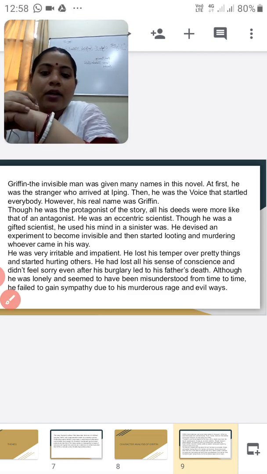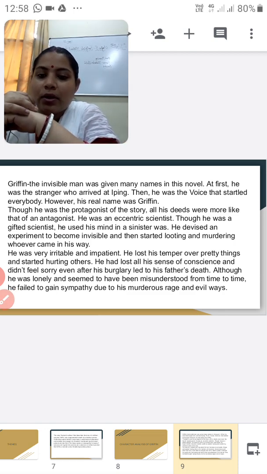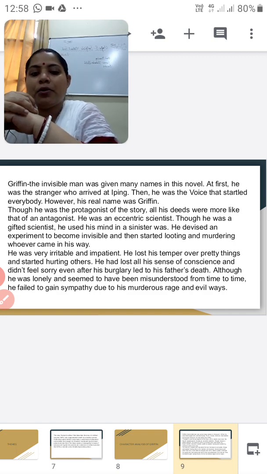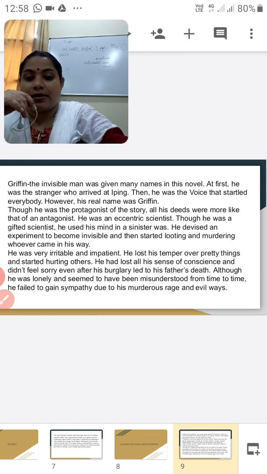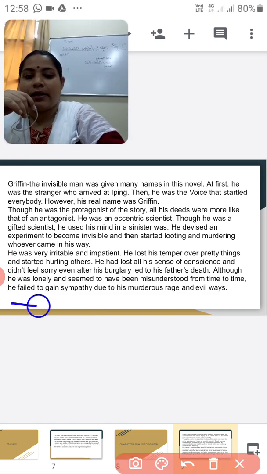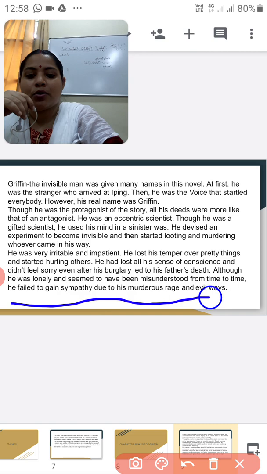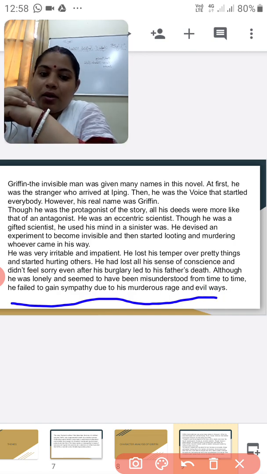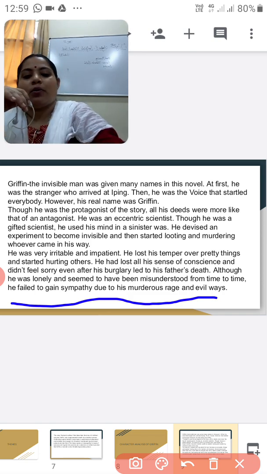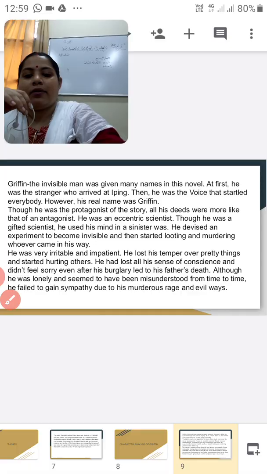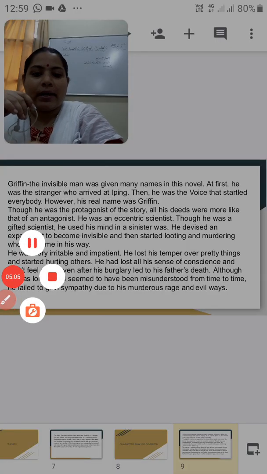Okay. Although he was very lonely and seemed to have been misunderstood from time to time, he failed to gain sympathy due to his murderous rage and evil ways. Now this last line, he failed to gain sympathy due to his murderous rage and evil ways. So this is very important to note, that Griffin, despite being a gifted scientist, could not get the sympathy of the readers. Okay, so next I will be discussing the exercises with you.